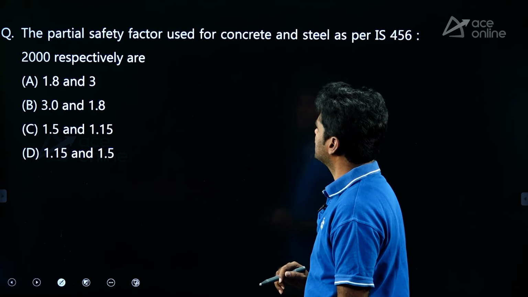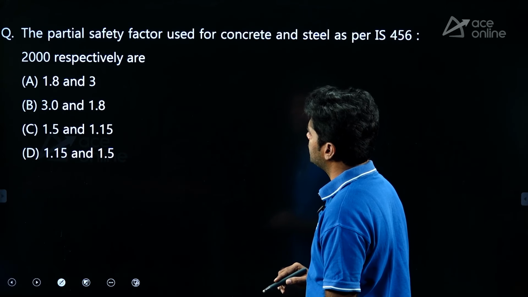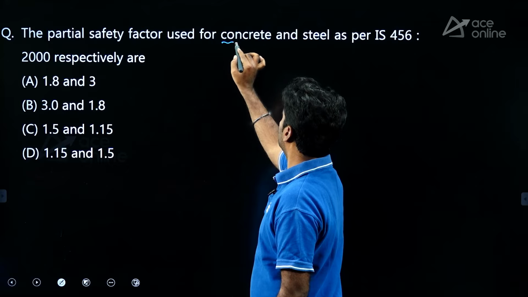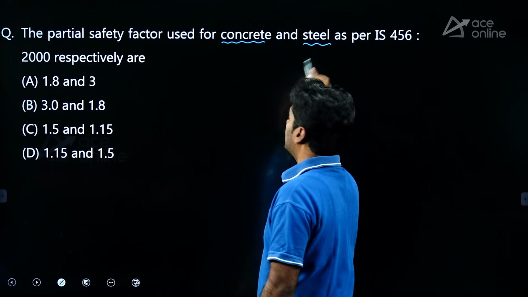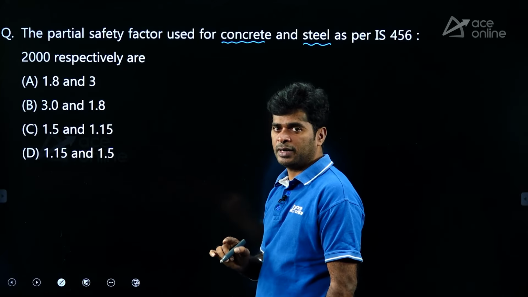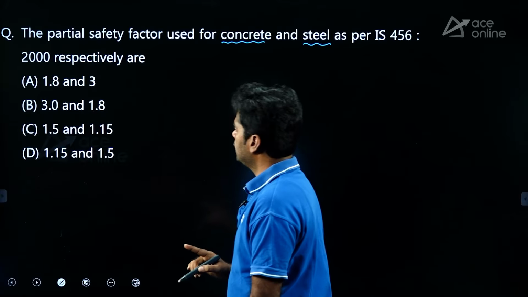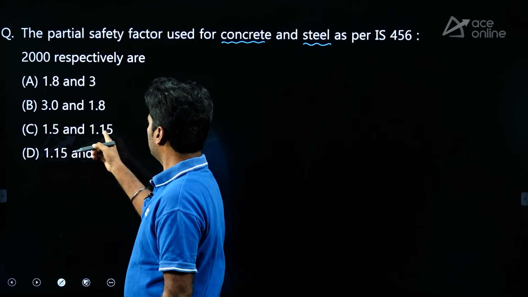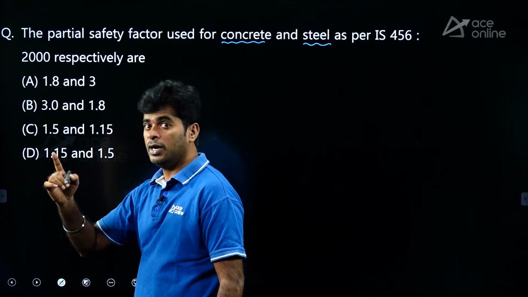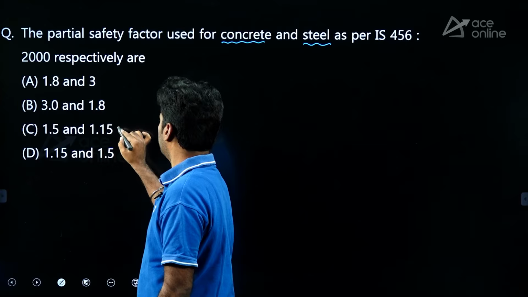The partial safety factor used for concrete and steel as per IS 456-2000 respectively are. First you check which material is given. Concrete. Next, steel. Order is important here. Under the limit state method, the partial safety factor used for concrete is 1.5, for steel 1.15. Here given 1.5 and 1.15. Here given 1.15 and 1.5. Order is important. First we have to take for concrete. For concrete 1.5. For steel 1.15.